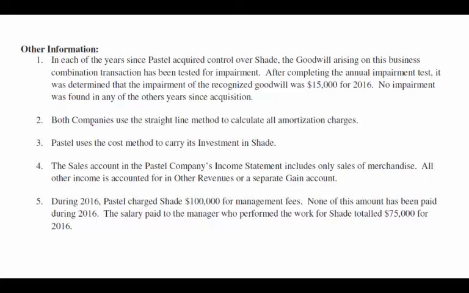This is a little more unusual, as we're often told a percentage of goodwill. We're actually told a specific dollar amount of the goodwill was impaired. We will need to consider this goodwill impairment in our fair value increment amortization.